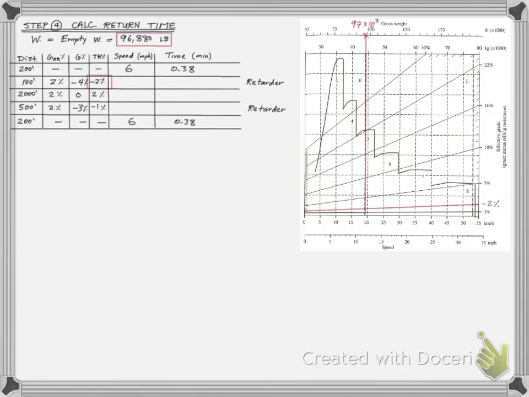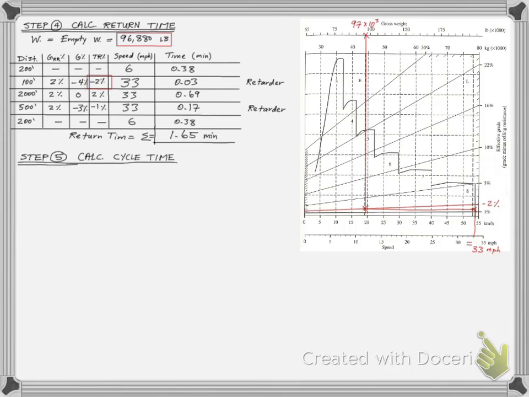We use the retarder chart as shown for the second segment with negative total resistance of 2%. We got that the scraper will drive on the 8th gear with a maximum possible speed of 33 miles per hour, which translates into 0.03 minutes of travel time on this segment. We complete the calculations for the other segments by using the rimpull chart for the 3rd segment and the retarder chart for the 4th segment. We add all these times to get 1.65 minutes total return time.